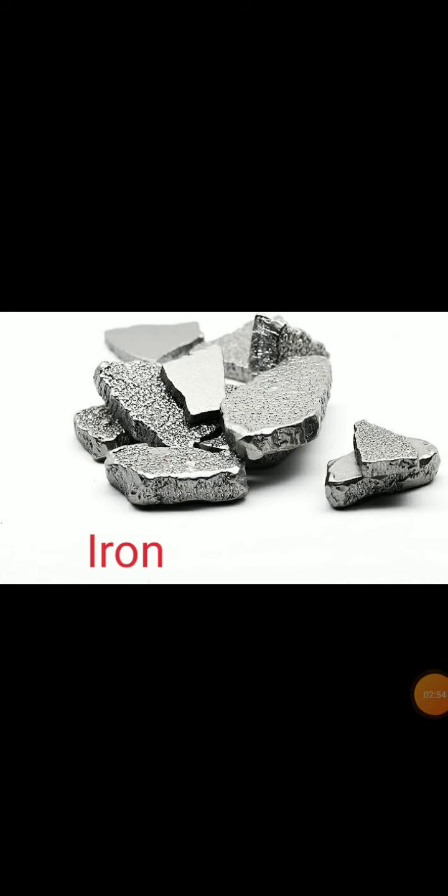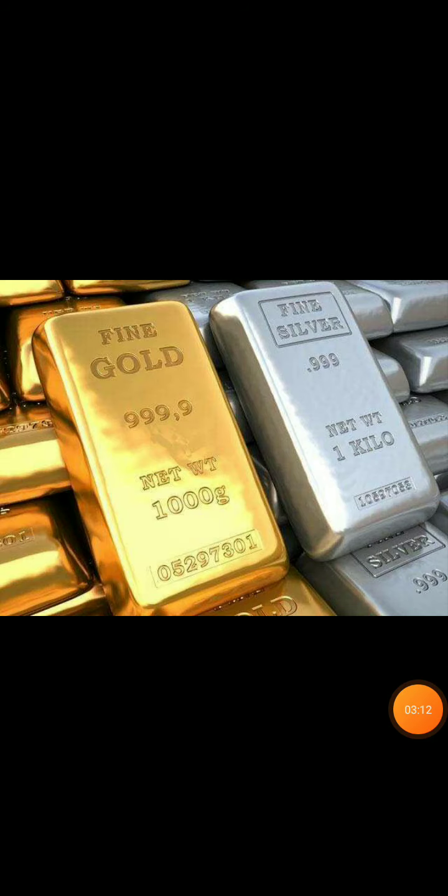So till now we learned two physical properties of metals. One, that they have luster, metallic luster, which means they are shiny. Second, that they are hard and their hardness varies from metal to metal. Let us learn the next physical property of metals.